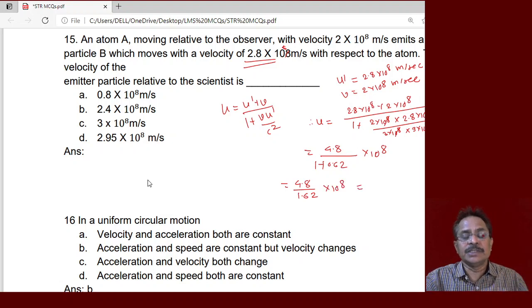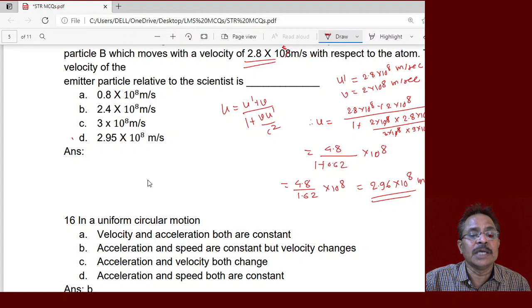If this calculation is done, once again I will do this calculation very briefly. So it is 4.8 divided by 1.62. If I go for this calculation, it comes to be 2.96. So this comes to be 2.96 into 10 raised to 8 meters per second. So my correct answer, which is exactly matching with this, is answer D.